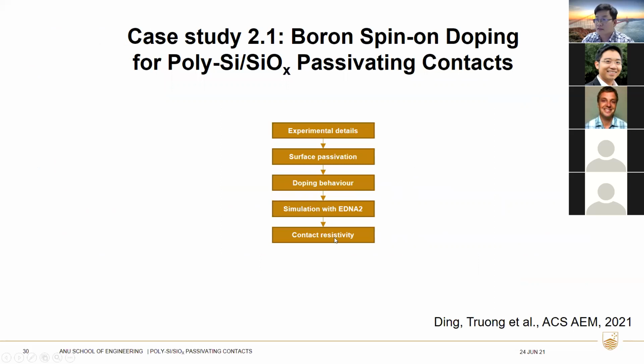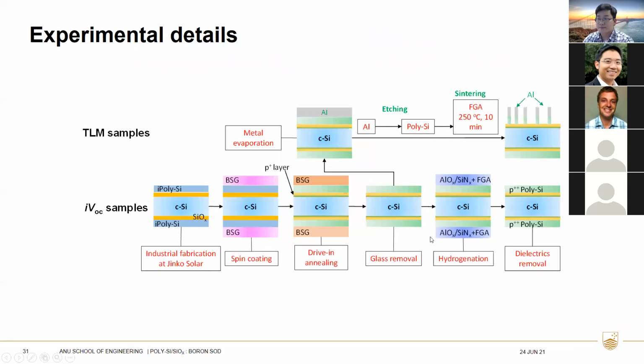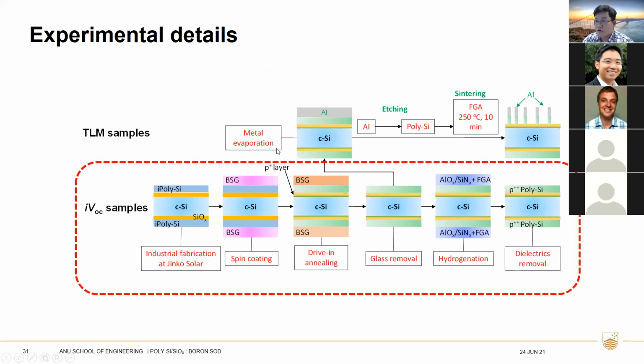So this is the outline. We will study the surface passivation, doping behavior simulation, and contact resistivity. So these are the experimental details. We use the intrinsic polysilicon sample from Jinko, and we use the TLM structure for the characterization of contact resistivity.